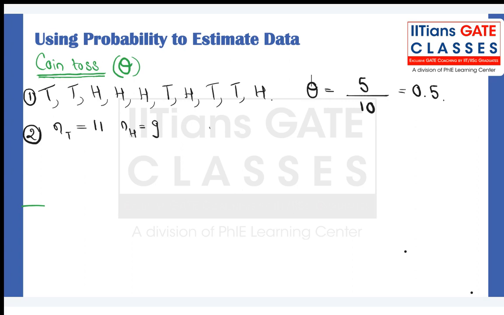You can estimate it by saying 9 by 20, which is 0.405, correct? Or 0.45, sorry, 0.45. Okay. Now, let's say you are in a hurry and you want to estimate the probability that it will be a head, and you tossed it only 2 times and you get this outcome.